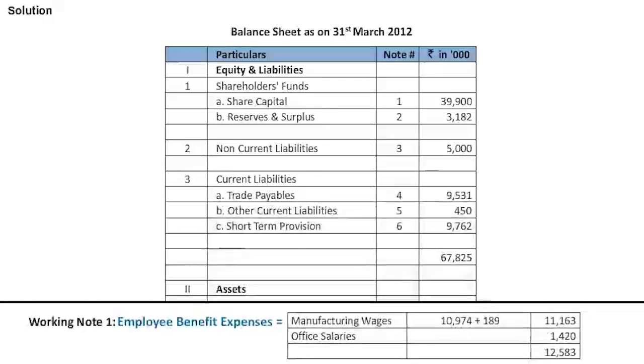Office salaries, part of employee benefits, 1,300. And you have actually 1,300 and you have outstanding office salaries in the adjustments, 120. And this outstanding salary as well as outstanding manufacturing wages will be part of your current liabilities. In the current liabilities, outstanding manufacturing wages 189 and outstanding office salaries 120, which we have already added in the statement of profit and loss.